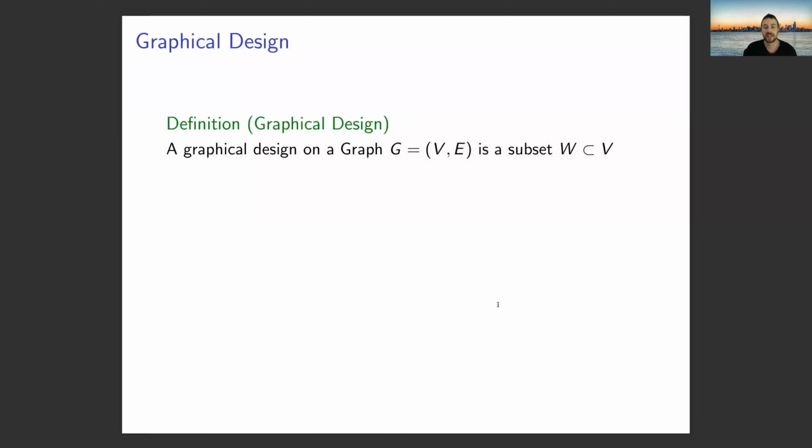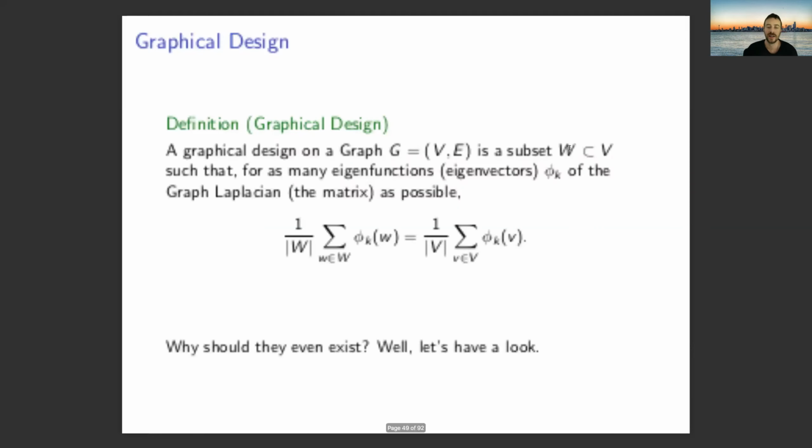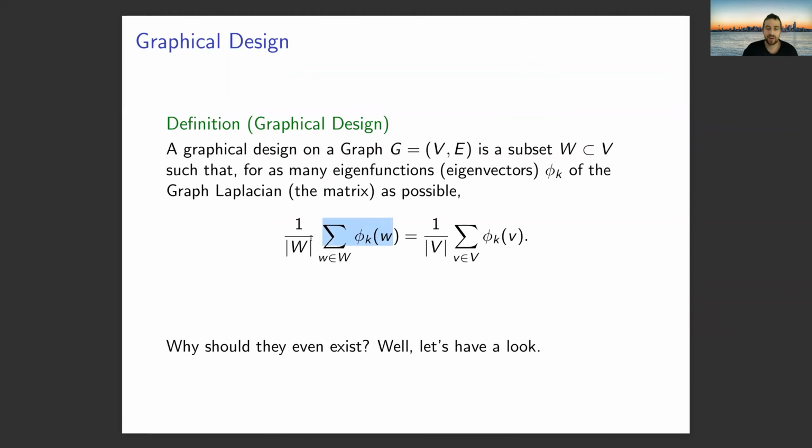So now I'm going to give you a definition. I will say that a subset of vertices of a graph is a graphical design if it integrates, it's the same definition as Sobolev-Lebedev, for as many eigenfunctions as possible, here eigenfunctions are really eigenvectors, of the graph Laplacian, the local average in the set of vertices equals the global average. And for almost all natural cases that we're interested in on regular graphs, these eigenvectors are orthogonal, and the first one is constant. So this right-hand side is usually just 0.